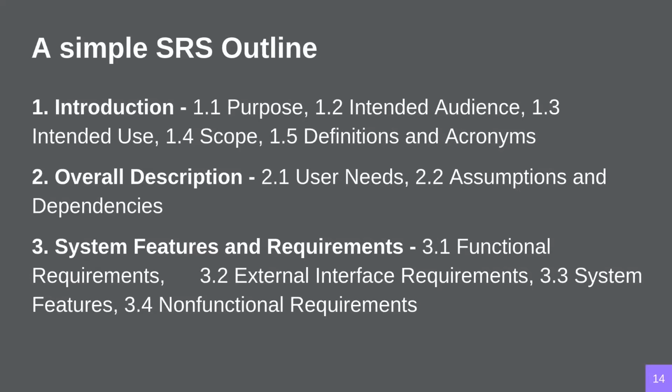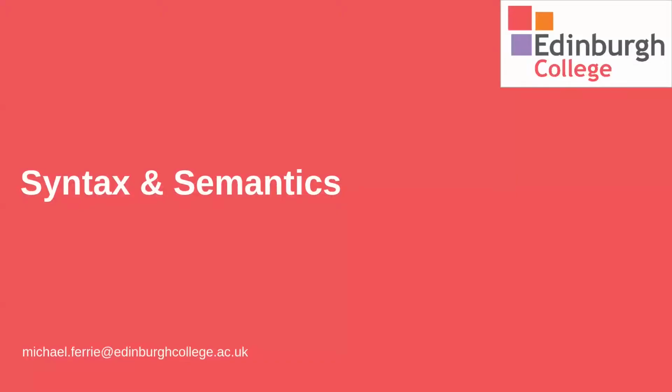Now, once you'd produced this document, it would be signed off by you and by your client. Then you could go away and start creating the software once you both agreed what you were going to do, what the scope of that was, and also what you were not going to do. So that is the end of the first topic. The second topic is about syntax and semantics.